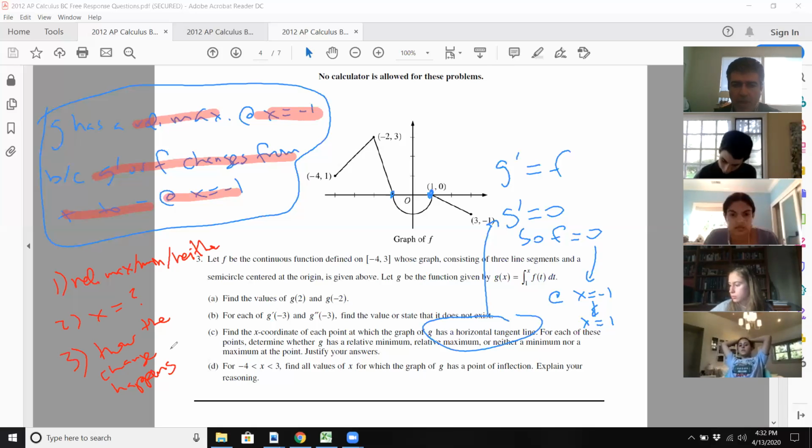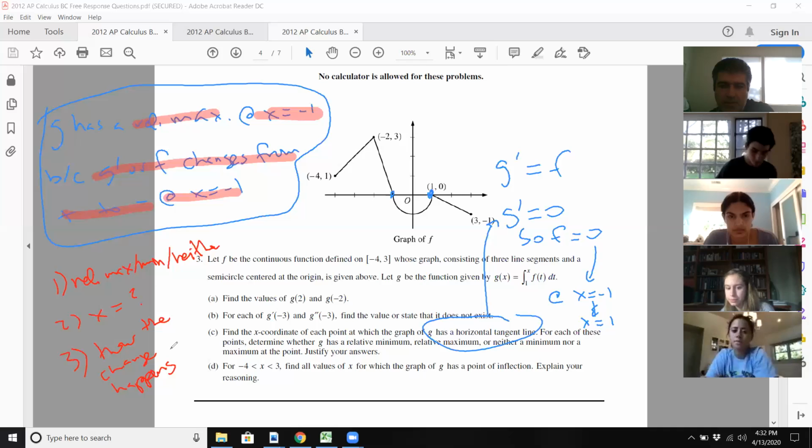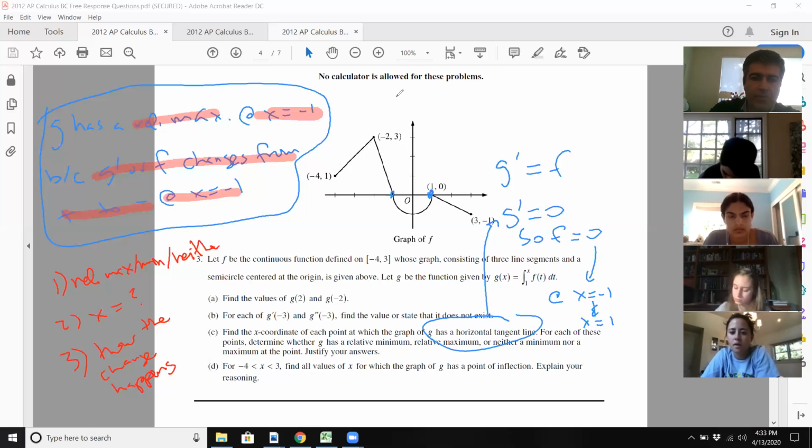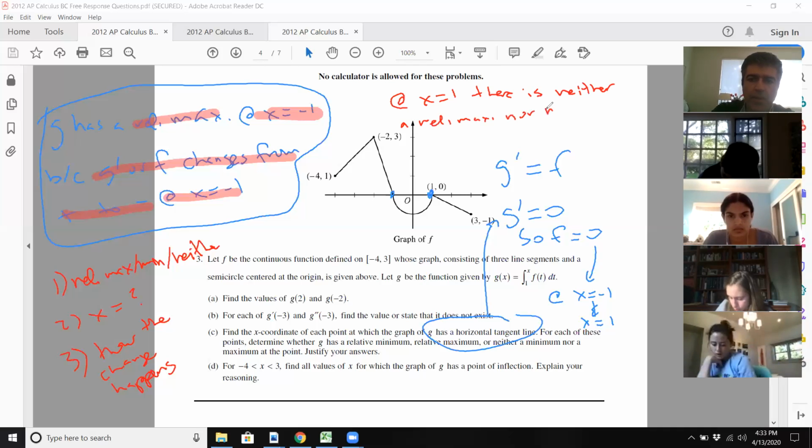Really quickly, at x equals 1, do you think that's a max, min, or neither? Someone could just chime in. Min. Well, F is negative both before and after. The sign doesn't change for F, right? Because remember, G prime is F, and we're looking at the graph of F, so there's no sign change at all. So it's going to be neither. You would say at x equals 1, there's neither a relative max nor min, because G prime, or F, does not change sign.